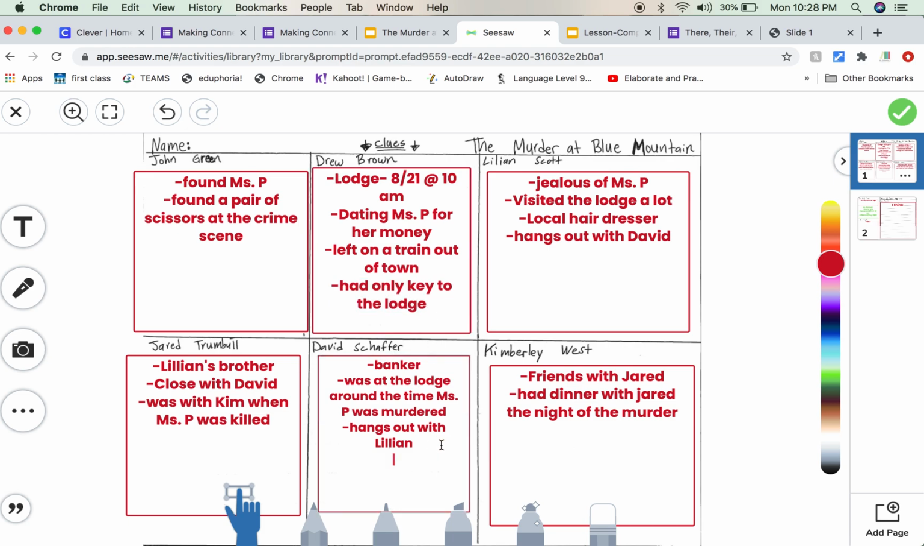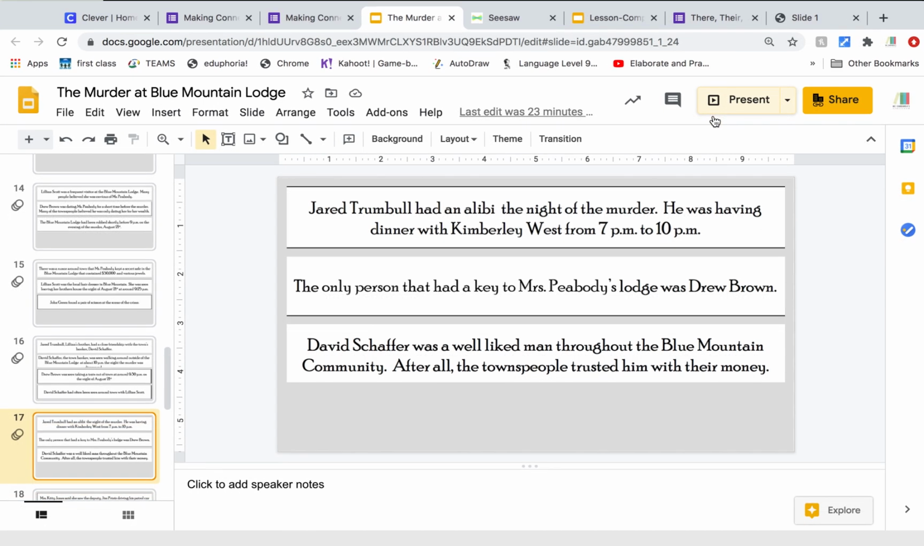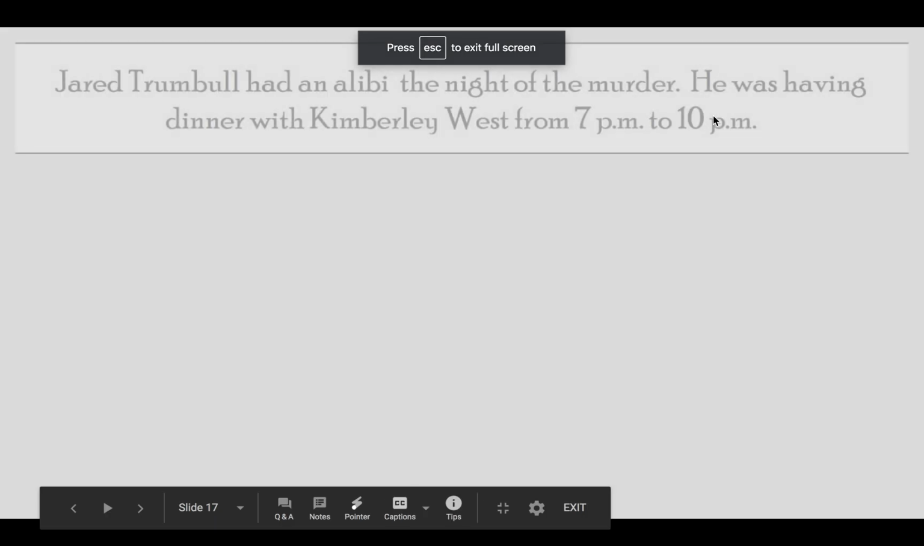Then for David, we're going to add he was popular because it said he was well liked and trustworthy. They trusted him with their money. The town of Blue Mountain trusted David because he was the banker. So type in popular and trustworthy for David. We have a lot of clues for all these suspects. Let's go back and find out more.